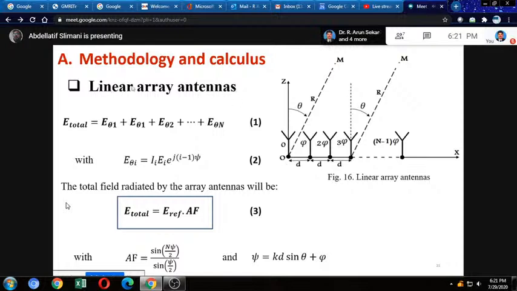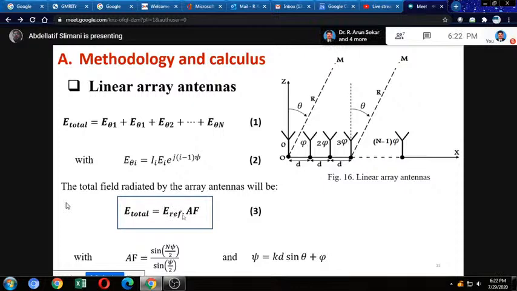We take linear array antennas as the first example. We have a linear array antenna with a uniform inter-element distance between radiating elements. The total radiated field in this array antenna equals the superposition of the radiation of all elements: the first element plus the second element plus the third, and so on. At the end we find that the total field radiated by this linear array antenna equals the reference radiation multiplied by the array factor.